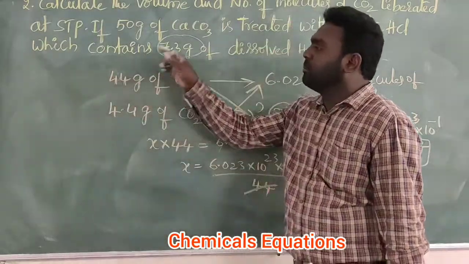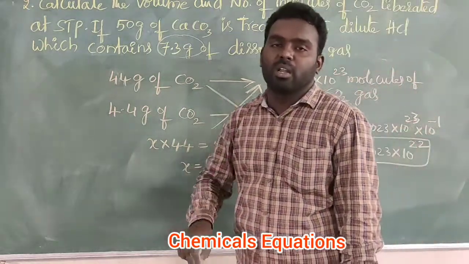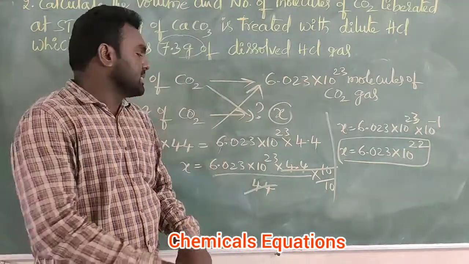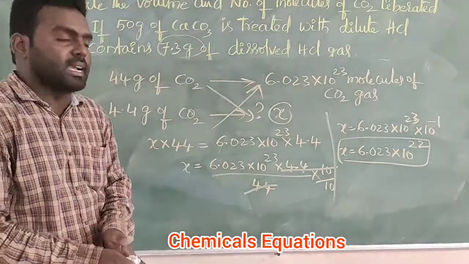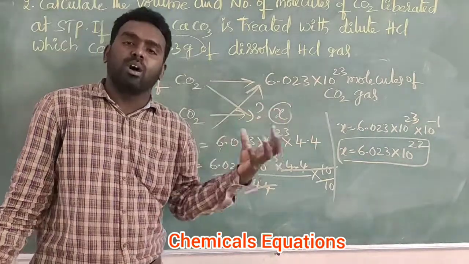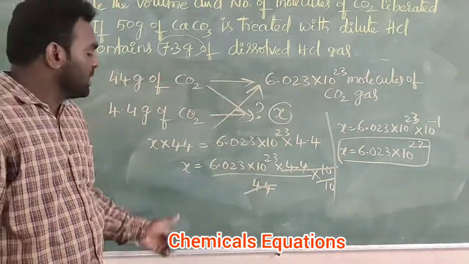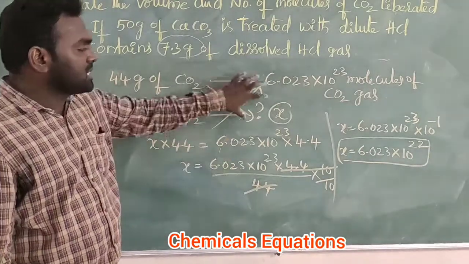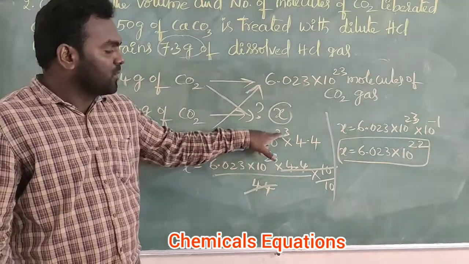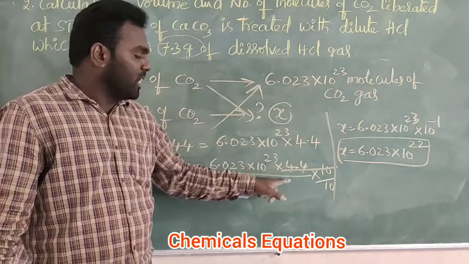Once again, based on the chemical equation, 44 grams of carbon dioxide contains Avogadro number of molecules. Avogadro number is 6.023 into 10 to the power of 23. At the same time, we calculated the weight of the carbon dioxide, which is 4.4 grams. So 4.4 grams of carbon dioxide contains how many molecules? That is the question mark. So x into 44 equals 6.023 into 10 to the power of 23 into 4.4, then x equals 6.023 into 10 to the power of 23 into 4.4 by 44.